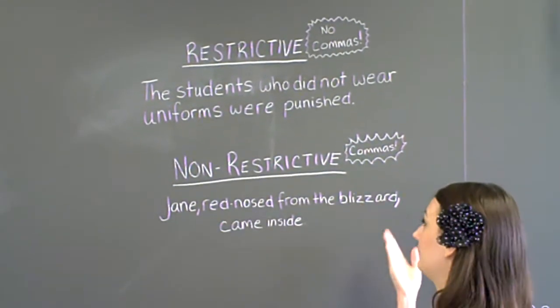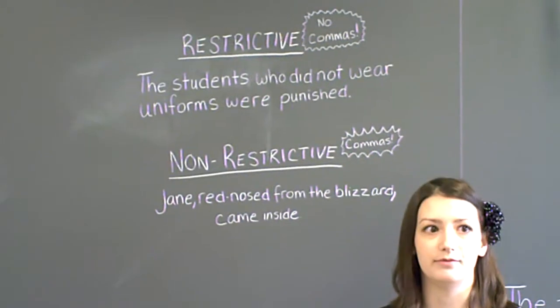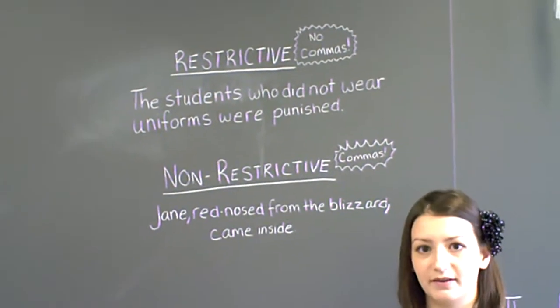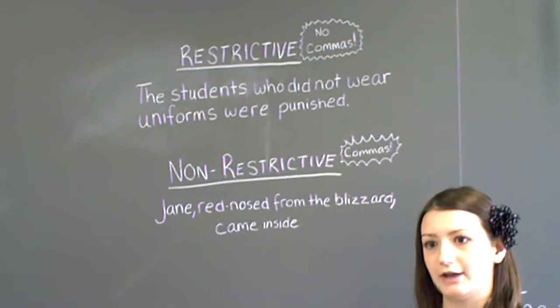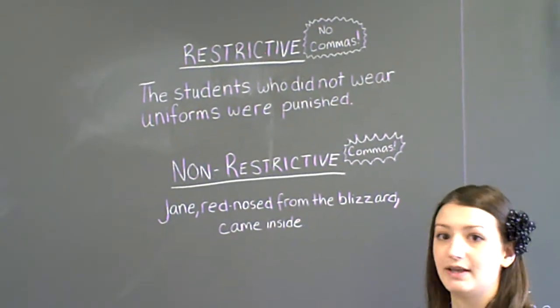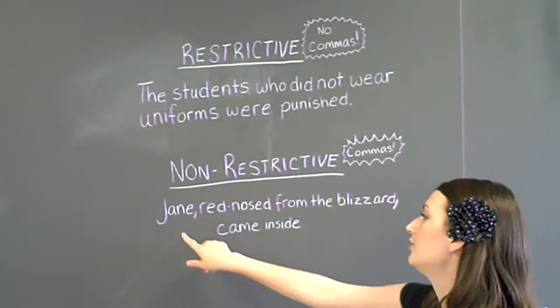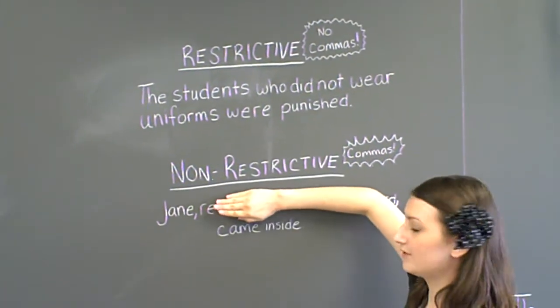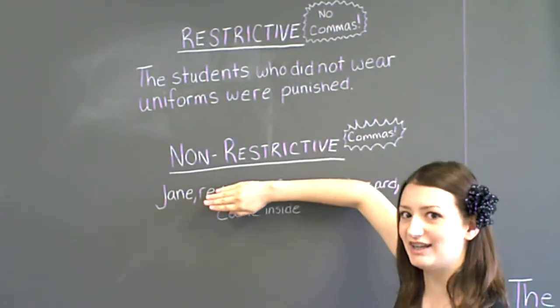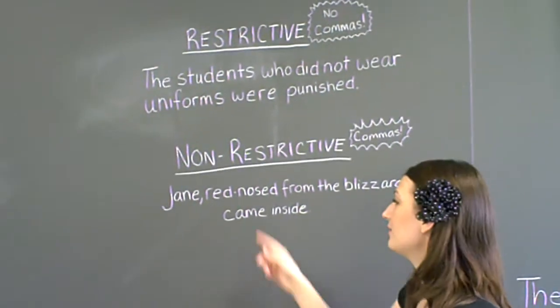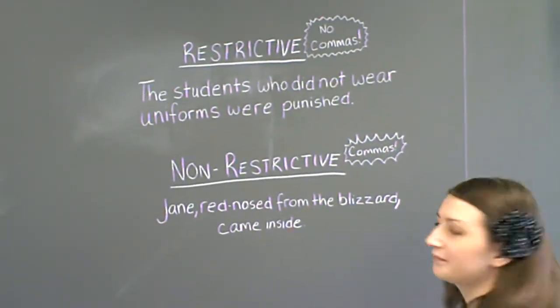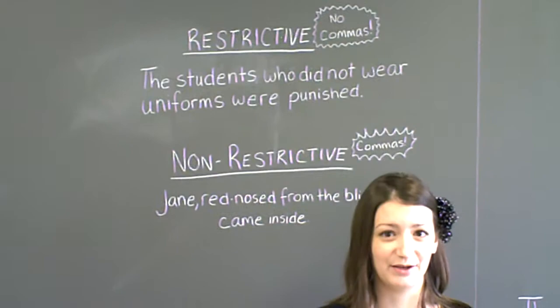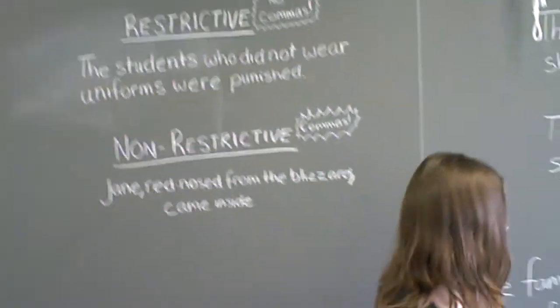But a non-restrictive clause is just in there to give detail or clarity or something like that, and it doesn't affect what actually happens in the sentence, so we separate that with commas. So Jane, red nose from the blizzard, came inside. If we take this red nose from the blizzard out, it still says that Jane came inside. The same thing happens, so we separate that with commas. So let's take a look at some examples, maybe tricky situations you'll find.